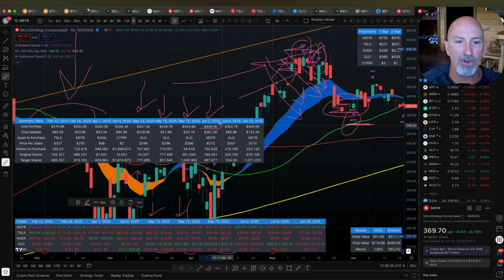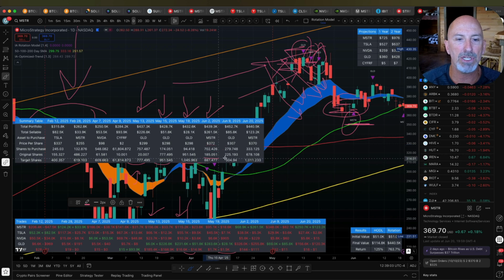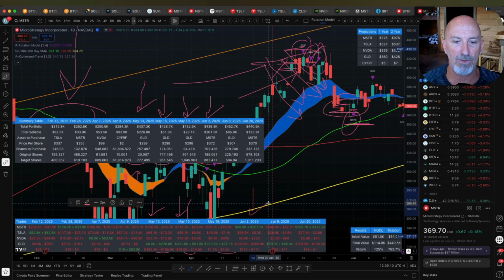Your total portfolio at the time was $439,000. You have $261,500 worth of sellable assets. You need to go buy MicroStrategy. You're buying MicroStrategy at a time when it's $372 a share. That means you're picking up 700 shares of MicroStrategy. At a time when it's pulled back, you originally had 185 shares. Now you have 887 shares of MicroStrategy. That's June 2nd over here.